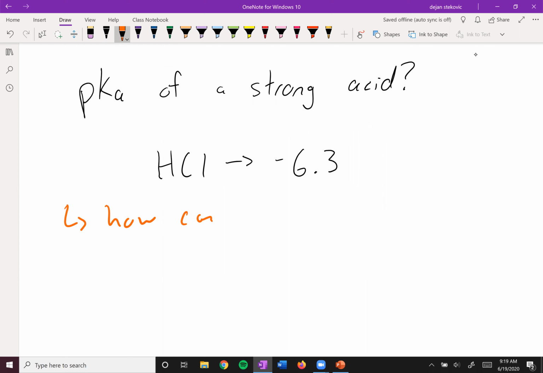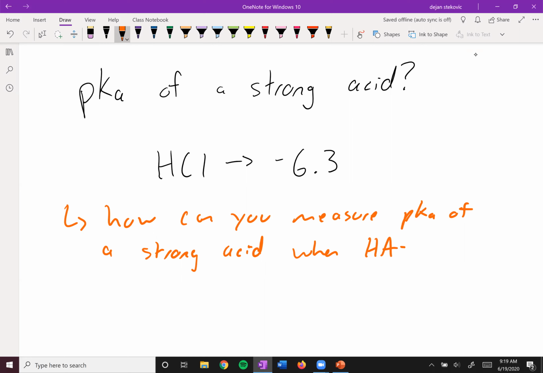So how can you measure the pKa of a strong acid when the dissociation is complete, right? When you have HA completely dissociating into H+ and A-, right?